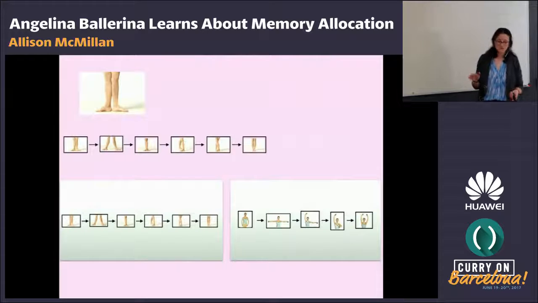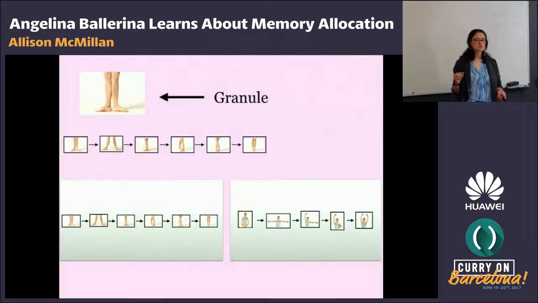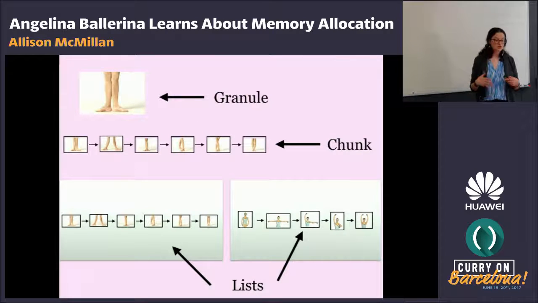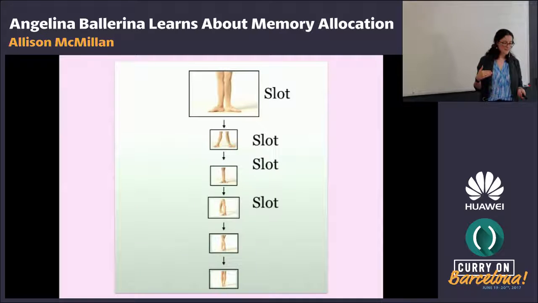So some of this may sound familiar. A granule is the smallest unit of allocation that exists, like the idea that there are positions in dance. A chunk is a large group of granules, like an allocation chunk. A chunk are all of the belly positions that exist. Chunks have lists, and these lists are linked lists of nodes. This is like the list of belly positions, and each specific position is a node. Each slot is an object.